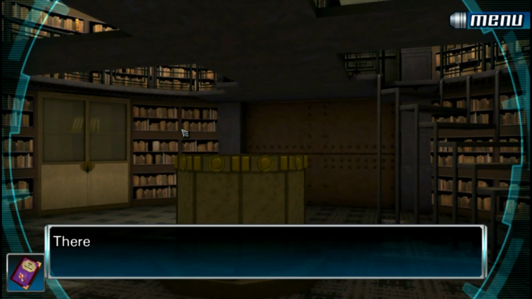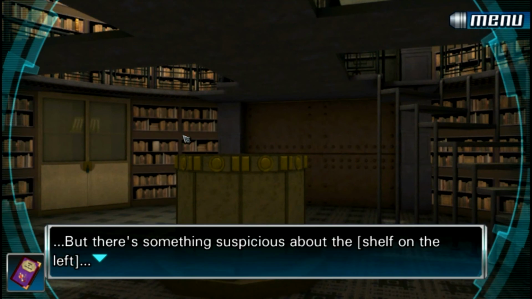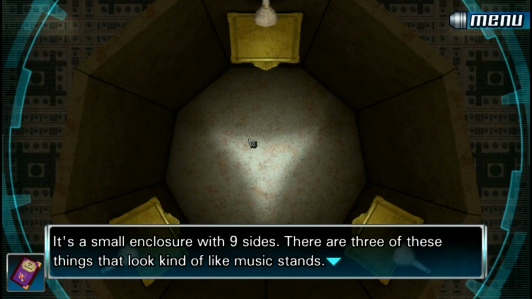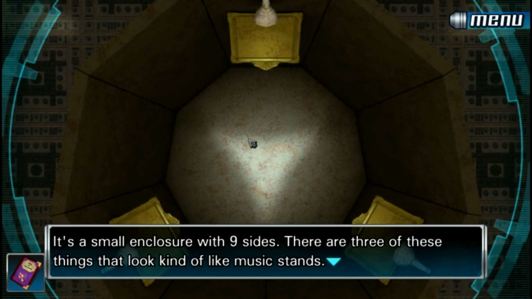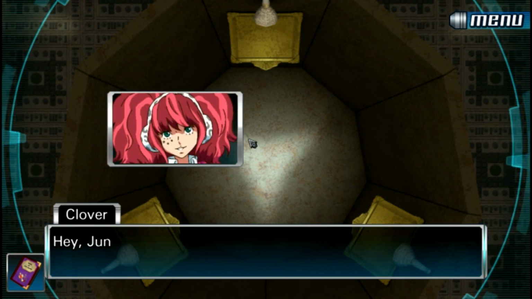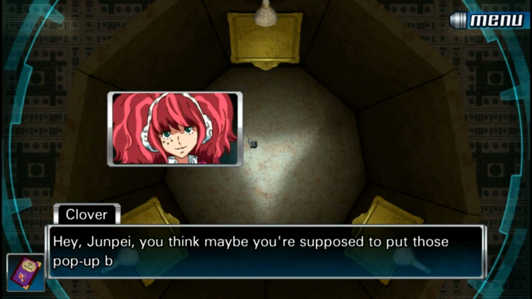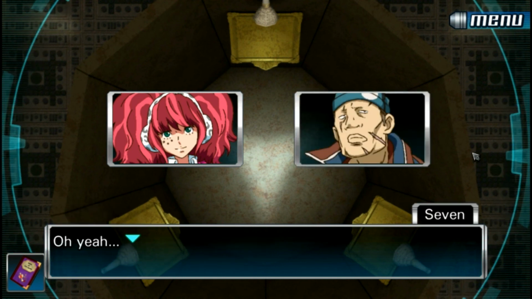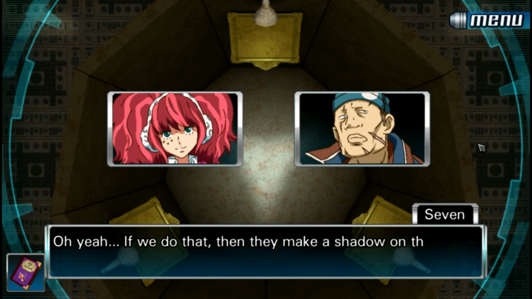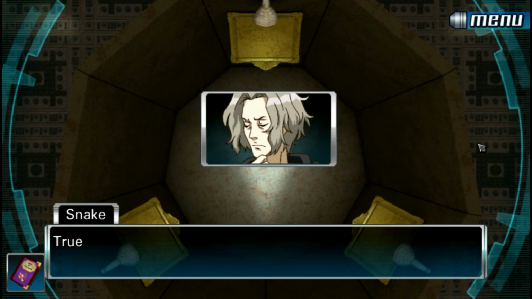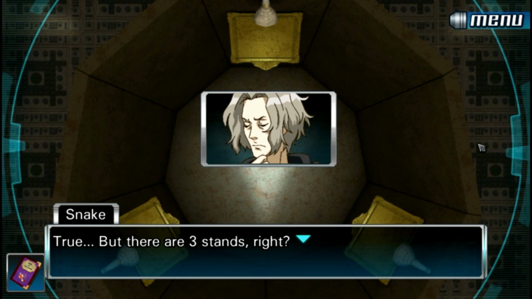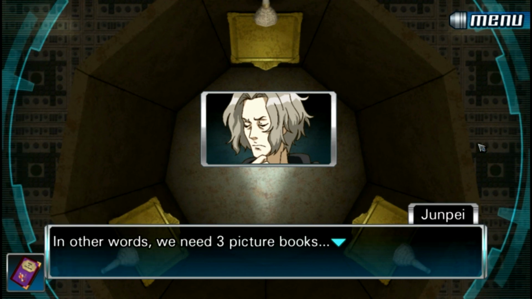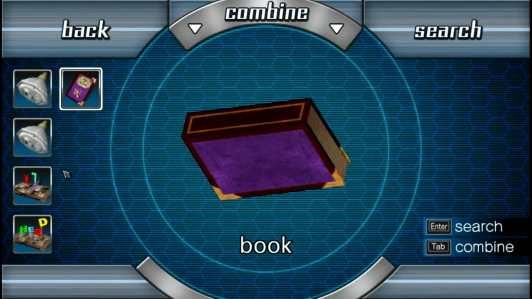Okay, what about this though? Look at this. It's a small enclosure with 9 sides. There are 3 of these things that look kind of like music stands. Hey, Junpei, you think maybe you're supposed to put those pop-up books on the stands? Then you could open them up. Oh yeah. If we do that, then they may make a shadow on the bottom there. True, but there are 3 stands, right? We don't have enough picture books. In other words, we need 3 picture books. Well, we do have 3 picture books.